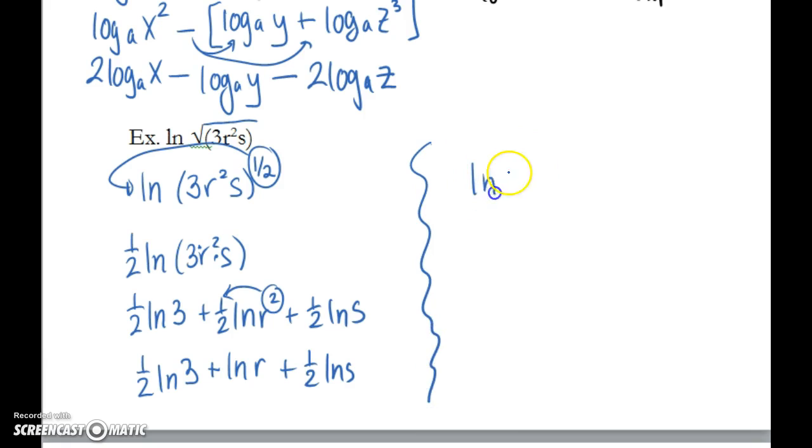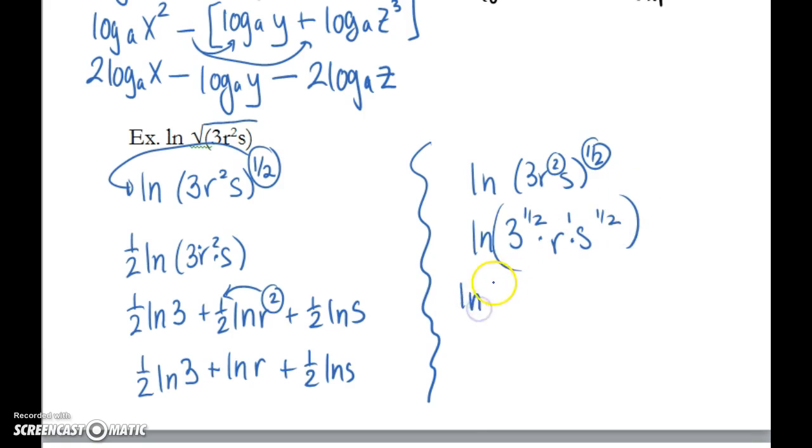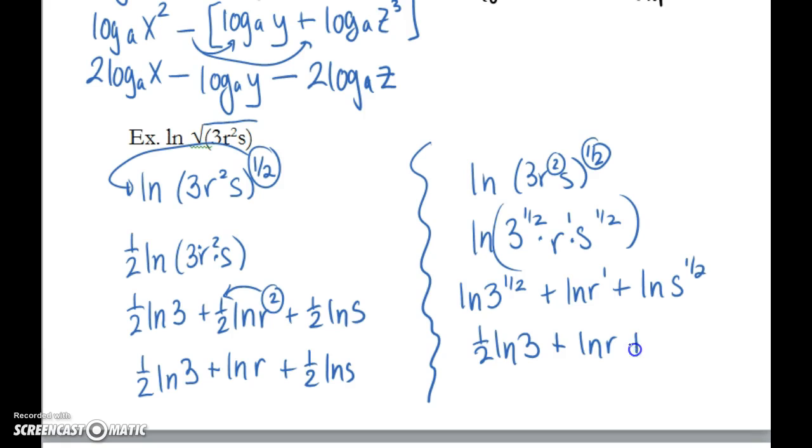All right, alternatively, we can take our same expression and distribute the 1/2 power in first. So we can make that 3 to the 1/2. And here when we distribute, we multiply the squared and the 1/2 together, so r to the first, and then s to the 1/2. Now these pieces are being multiplied together, so like the previous method, we're going to split it up using addition. So ln 3 to the 1/2 plus ln r to the 1 plus natural log of s to the 1/2. And then our powers can be brought to the front. So 1/2 natural log of 3, bringing 1 to the front doesn't really change the value, and then 1/2 natural log of s. They're both equivalent.